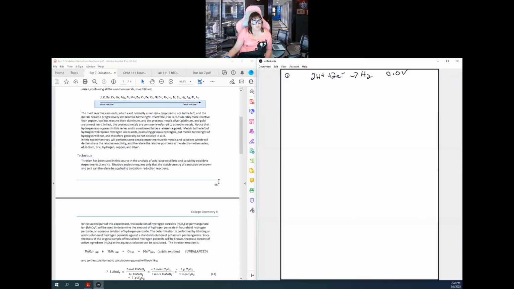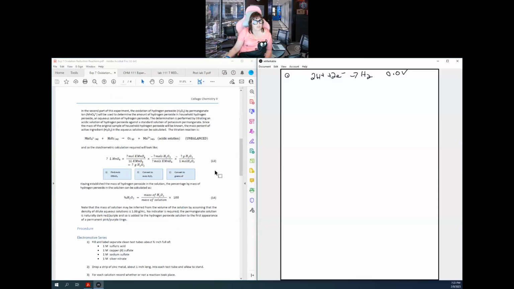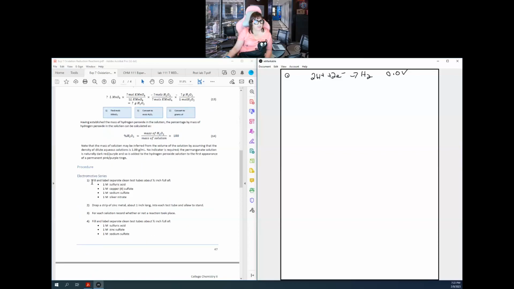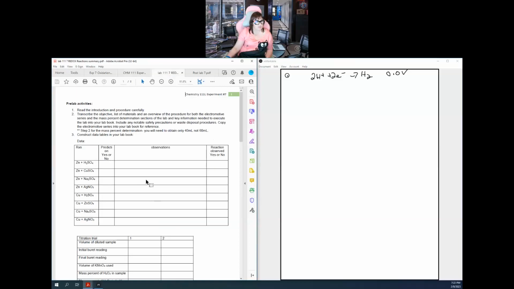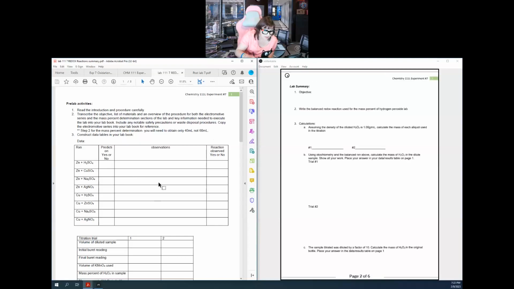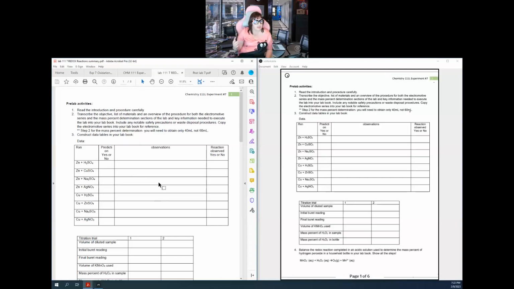Okay. Now, the way that we're going to be looking at this is twofold. So, one, we're going to be looking at the titration that's listed here, and two, we're going to be looking at the electromotive series. And for the electromotive series, it says fill and label separate clean test tubes with sulfuric acid, copper sulfate, sodium sulfate, and silver nitrate. And then you're supposed to take some zinc metal and add that in there. And there's a data table in here that you're supposed to use to record your observations about what happened during that experimentation.